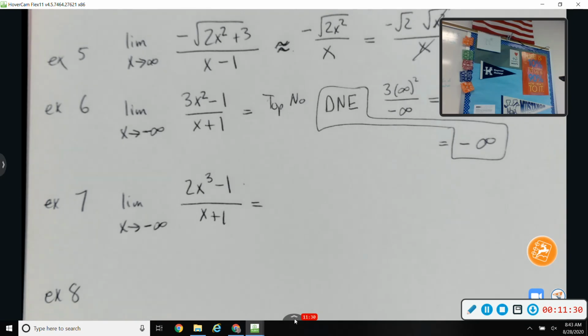And you don't have to write top no. That's part of the official answer. There's nothing wrong with writing it. It helps you understand what you're doing and helps explain to me what you're doing. That's fine. But if you just look at it and come up with the answer, that's okay too.